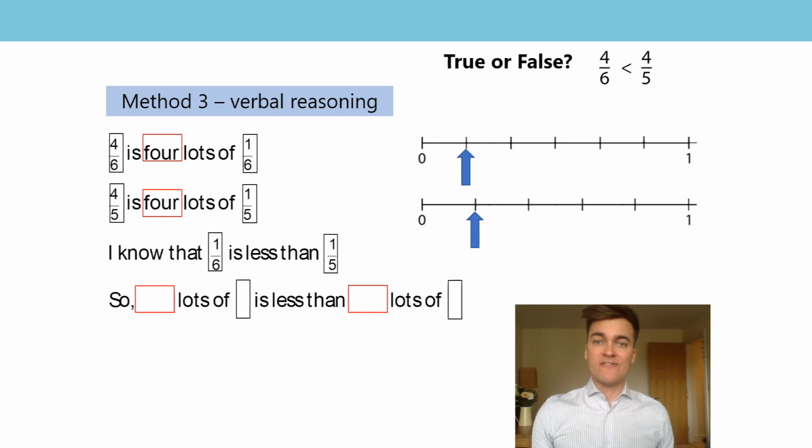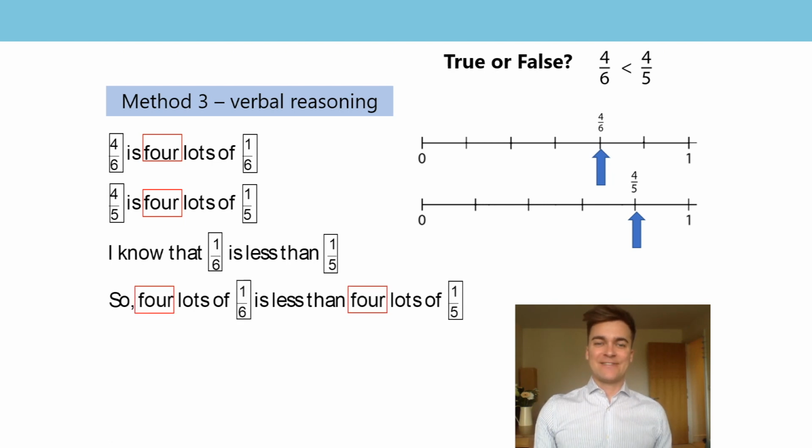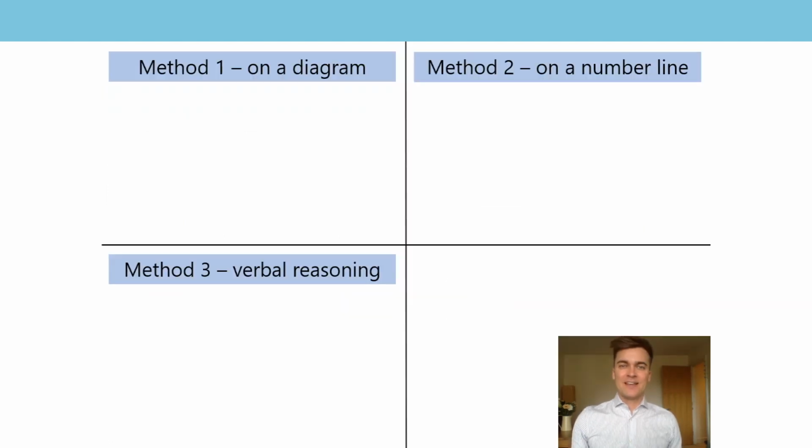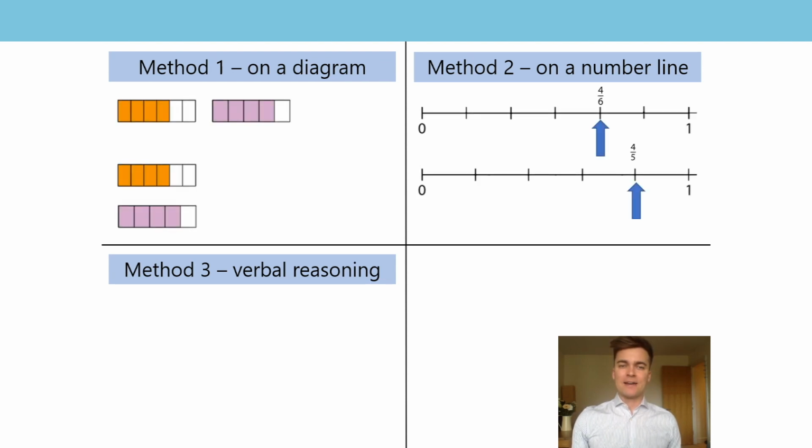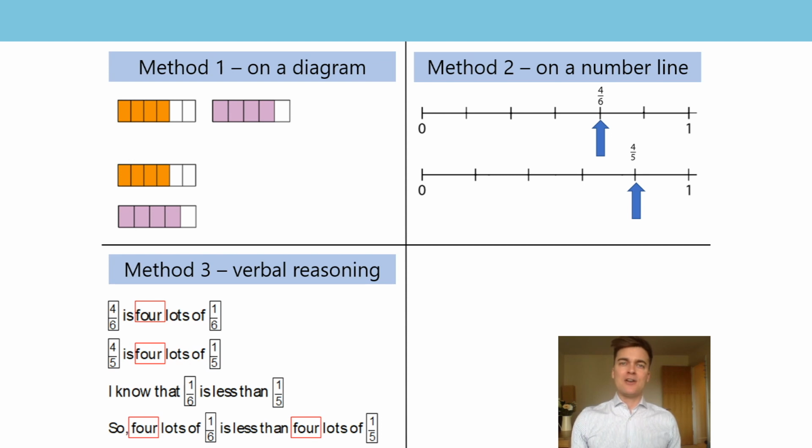So how does that help us with 4/6 and 4/5? Ready? 4 lots of 1/6 is less than 4 lots of 1/5. Look at the number line. 4/6 is less than 4/5. Fantastic. So we have used 3 methods, a diagram, a number line, and verbal reasoning to compare non-unit fractions. Although those non-unit fractions, of course, have the same numerator.